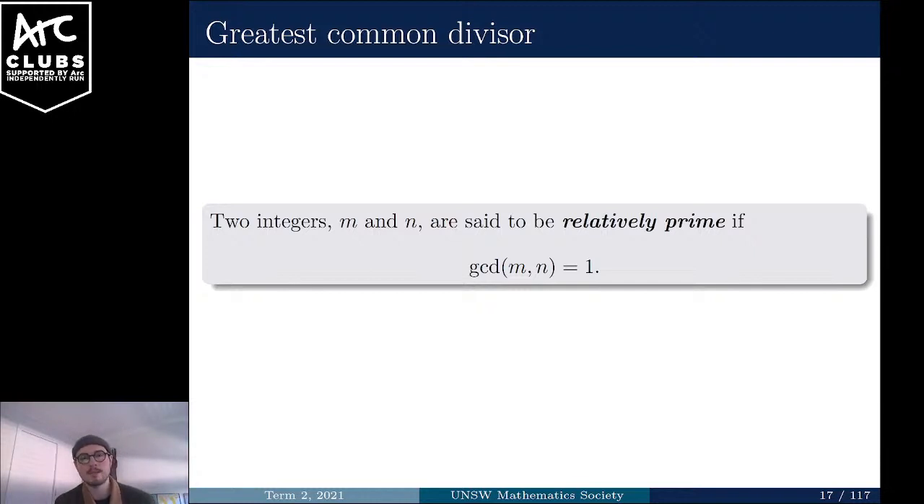So let's think about 7 and 8. 8's not a prime number, 8's a composite number. So 7 and 1 divide into 7. We have 1, 2, 4, and 8 dividing into 8. Well, again, the only one that's common there is 1. So the GCD there is 1, right?